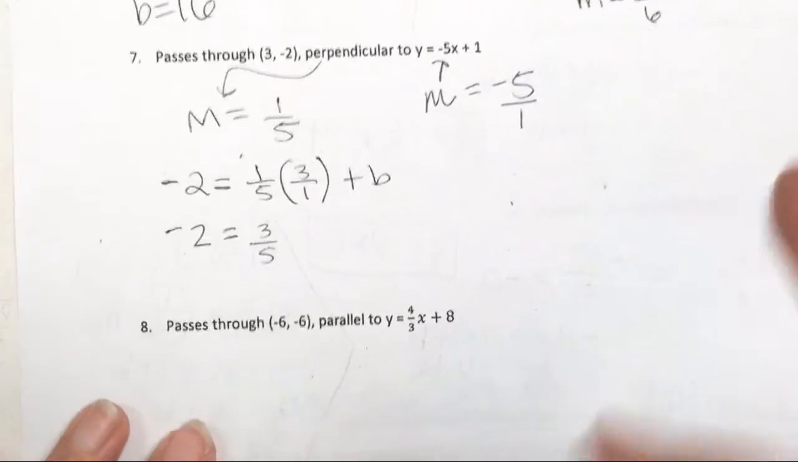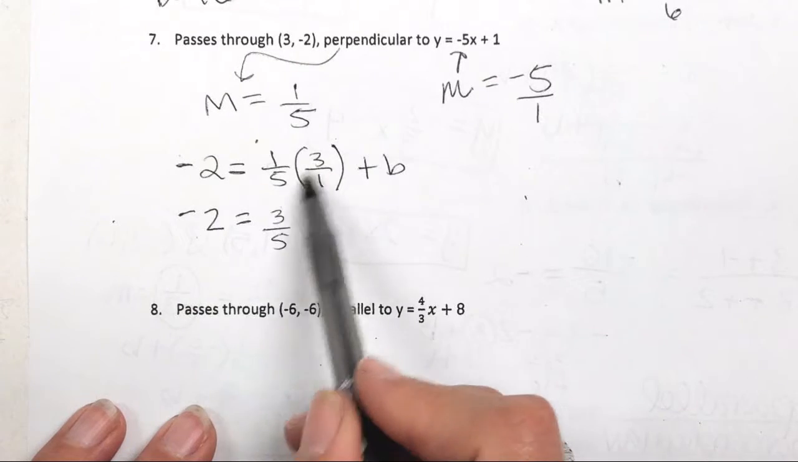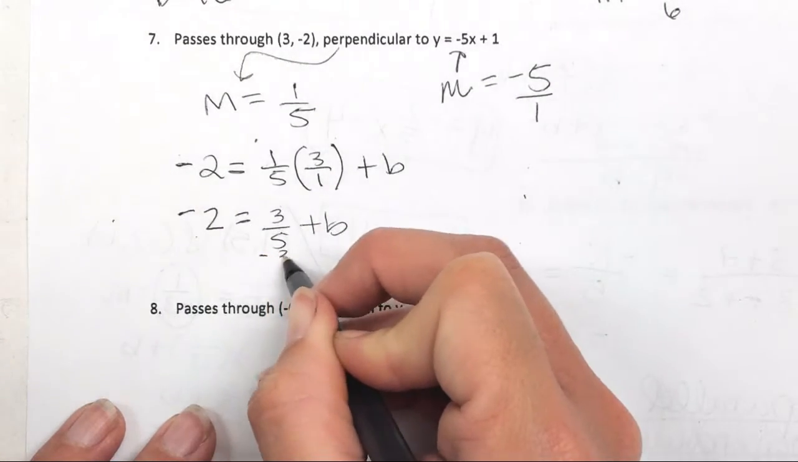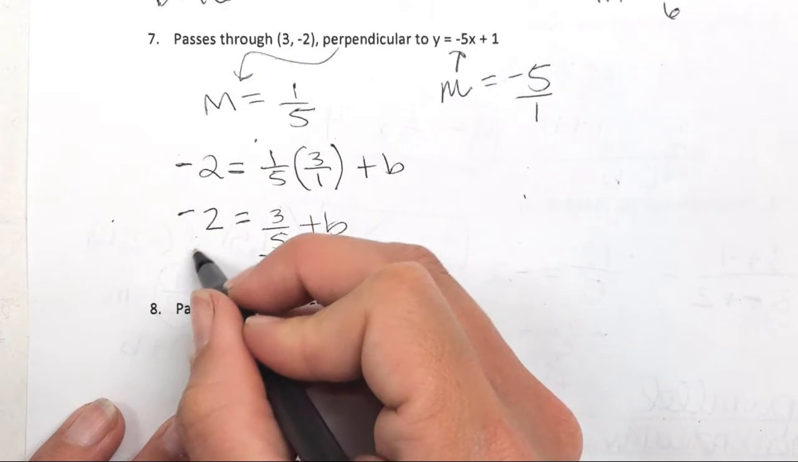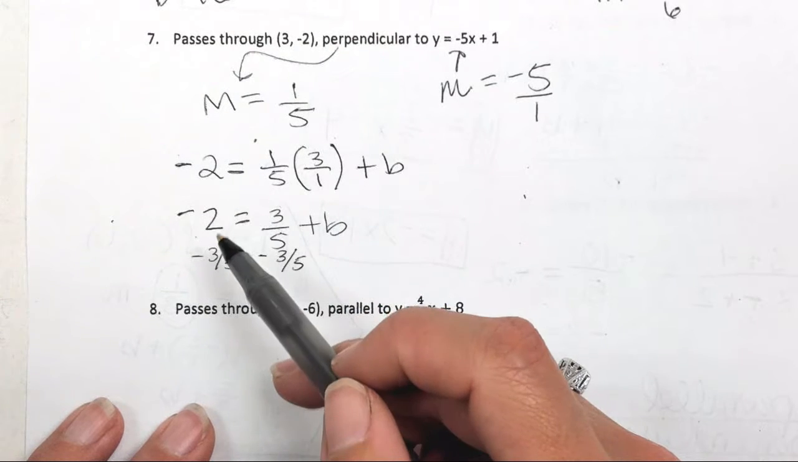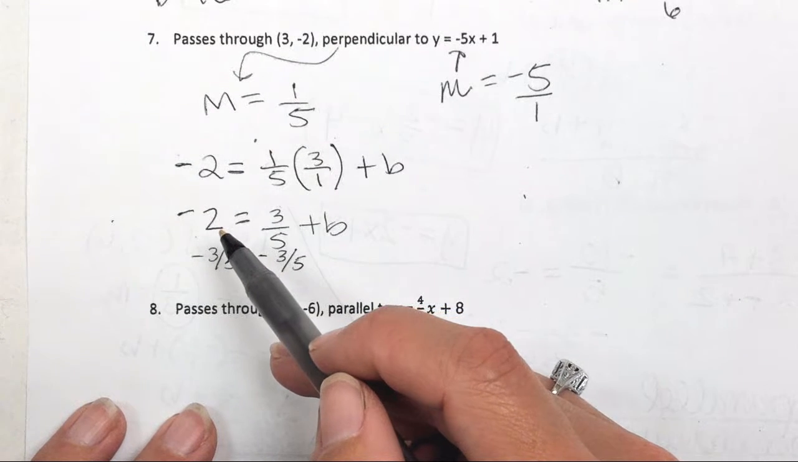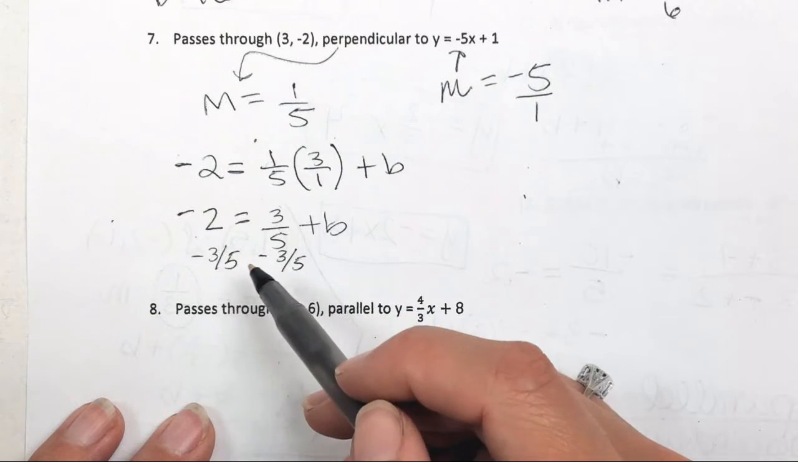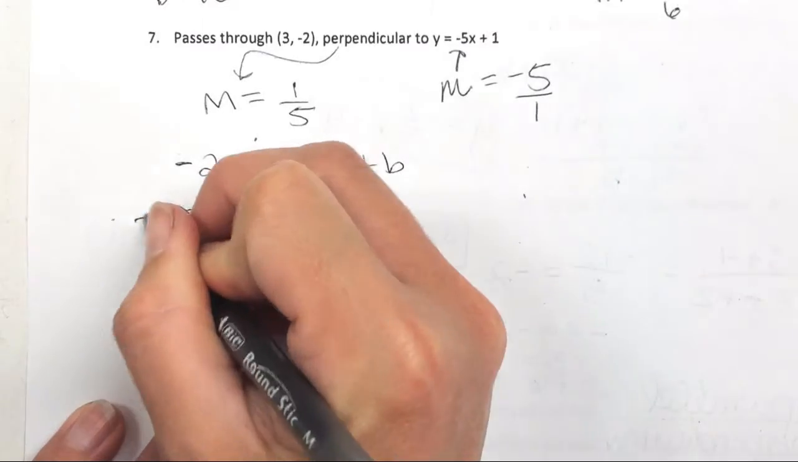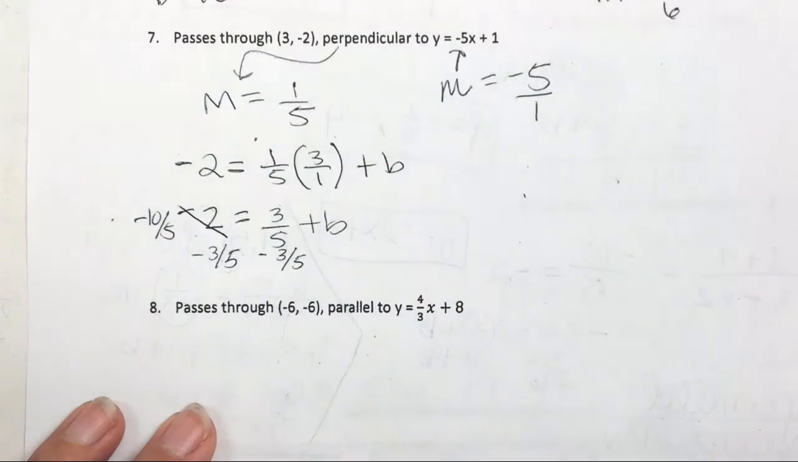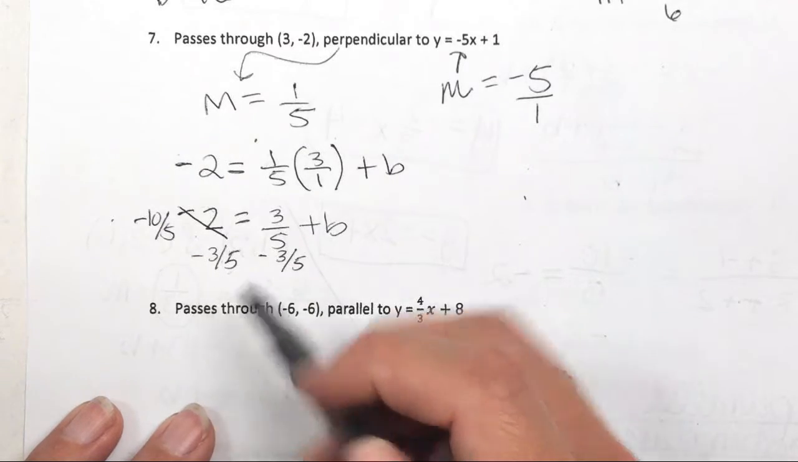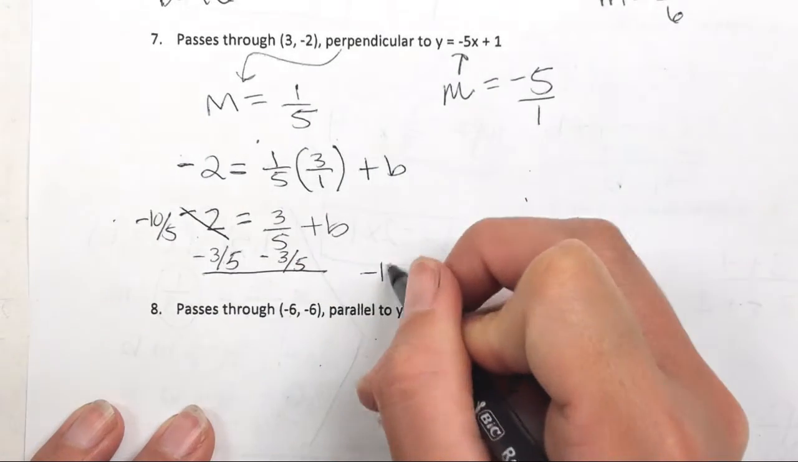Alright, so back to this one. Or you can just multiply straight across. Plus b. Now we have to subtract 3 over 5. But we have to turn this into what? A fraction with a 5 on bottom. What's 5 times 2? 10. So it'd be negative 10 over 5, right? Isn't that the same as negative 2? Alright, so this would be negative 10 minus 3. That's going to give us what? Good, negative 13 over 5.